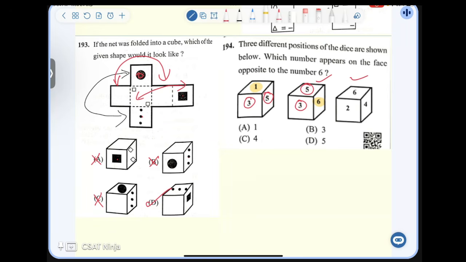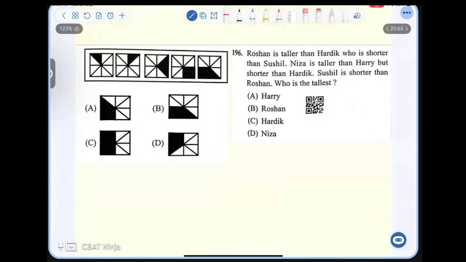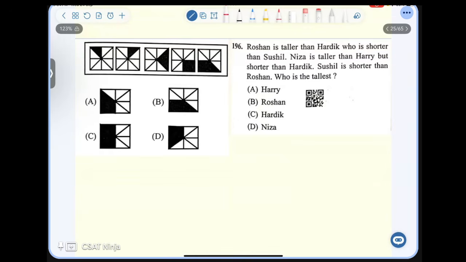But another approach can also be like this. 6, 3, 5. I'm just writing this one clockwise. Same thing, I'll write this one in the clockwise direction, starting from 6: 6, 4, 2. That means these two are opposite to each other. These two are opposite to each other. What is left? 1 is left. So 1 is opposite to 6. That's also another approach. Okay with this? In order to save time, I'll list this one for you.